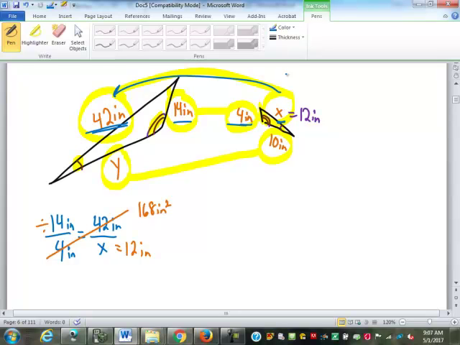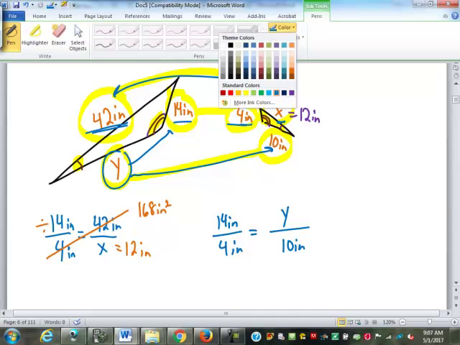Now to find y, we start out with that same pair. We have the 14 inches and the 4 inches that we know are related. Where is y going to go? Careful. Y is from the same figure as the 14, so y has to go on top now, because it's from the different figure. What goes below the y? The 10 is the corresponding side from the other figure.